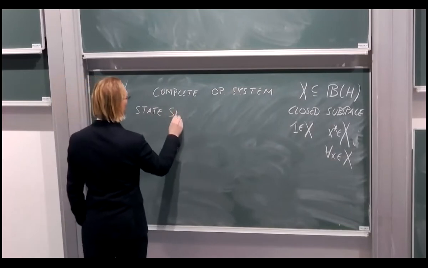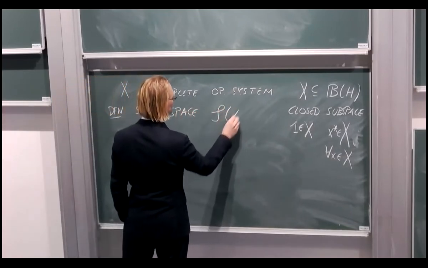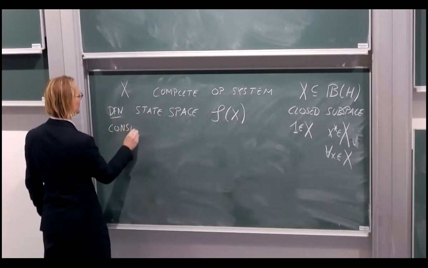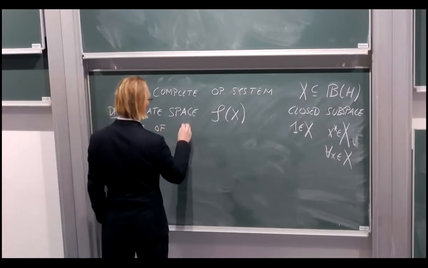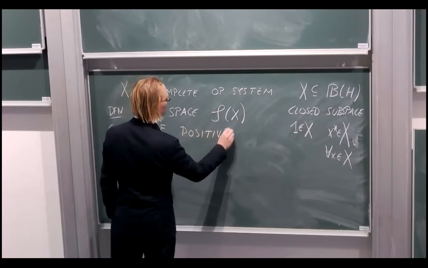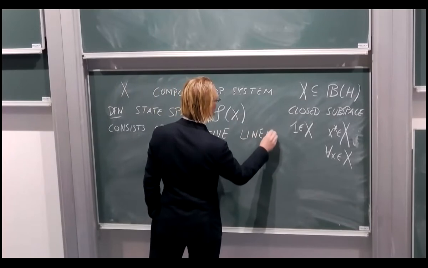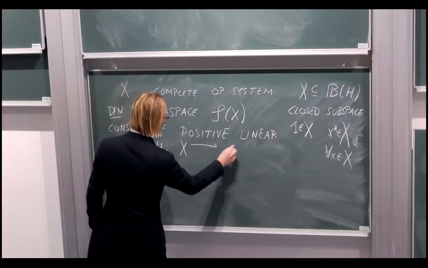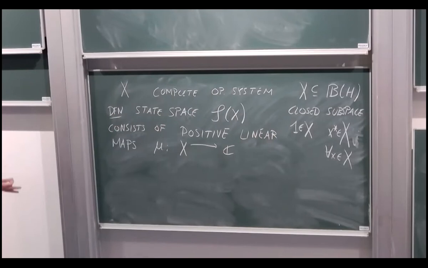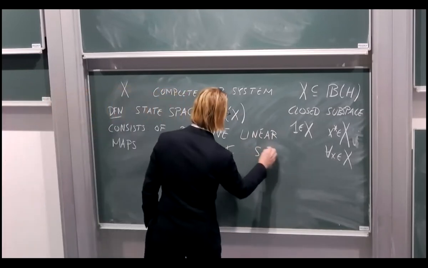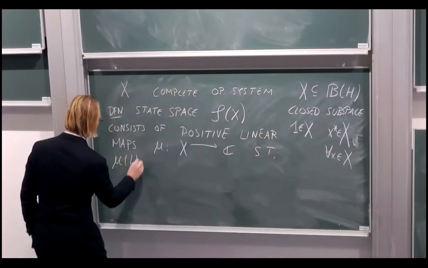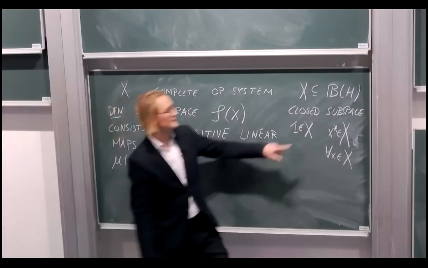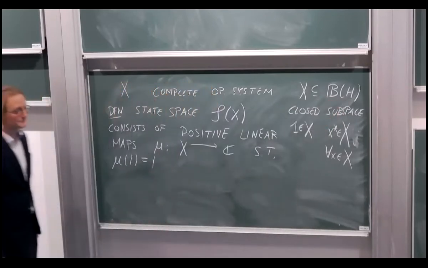State space of X. The elements in here are states. So this consists of positive linear maps mu defined on this operator system with values inside the complex numbers, and they have to map the unit to the unit, such that mu of one is equal to one. And here positive means an element is positive as an operator on this Hilbert space where X is represented. That's what it means.